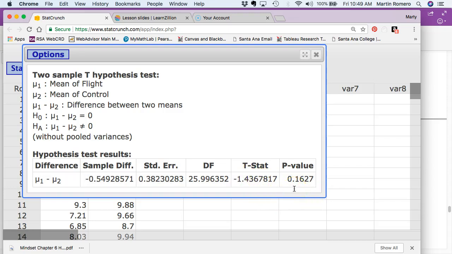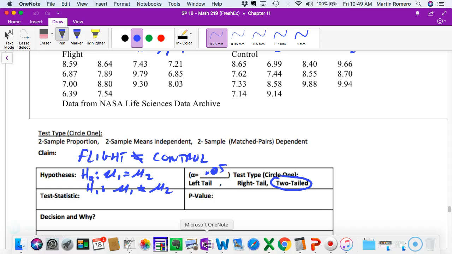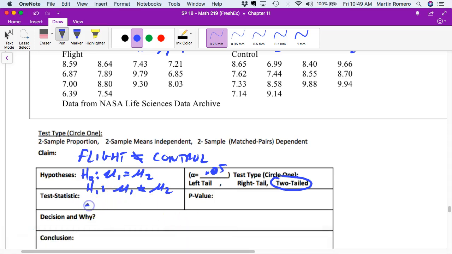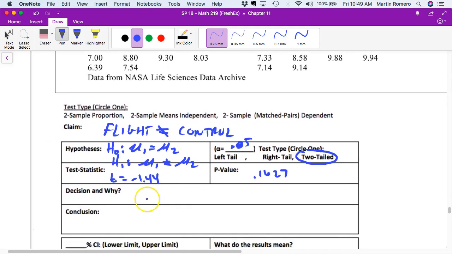So I'm going to use negative 1.44 as our test statistic. Your t is equal to negative 1.44. The p was 0.1627. And now we can make a decision here. We do not reject the null hypothesis since 0.1627 is bigger than alpha.